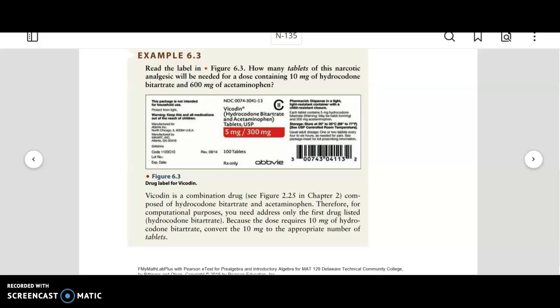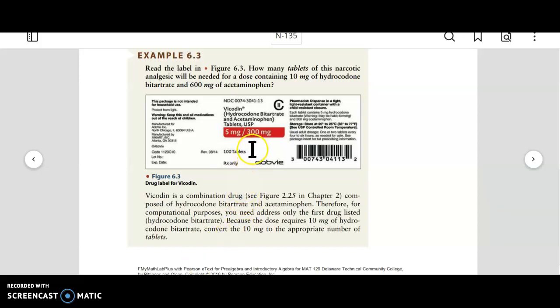So today we are going to look at example 6.3 on page 135 in our textbook called Medical Dosage Calculations, 11th edition by Olson, Giangrasso, and Shrimpton. What's unusual about this example is that this is what's called a combination drug.